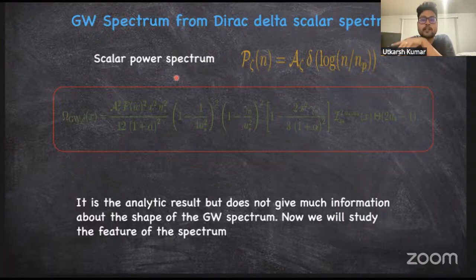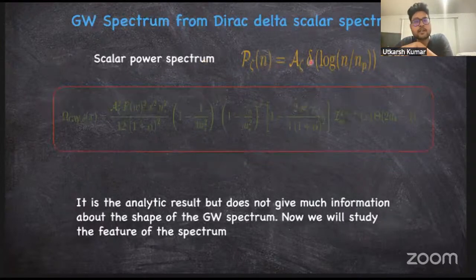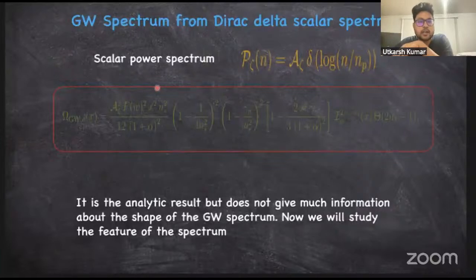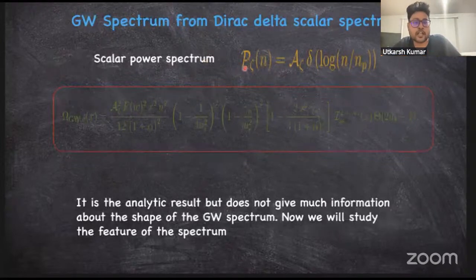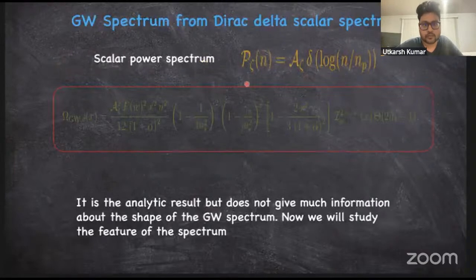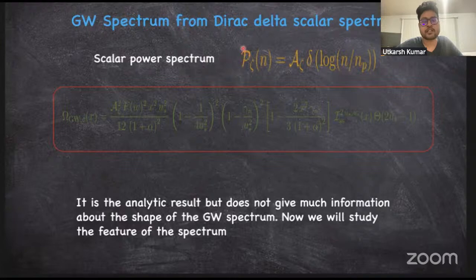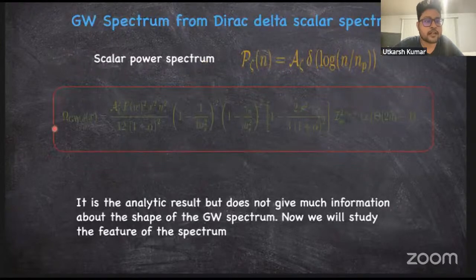This type of spectrum is predicted by many inflationary models, and the choice of the spectrum is also important because it allows us to write down the analytical equations for the gravitational waves. Otherwise, we have to rely on numerical methods to integrate the double integrals involved in the power spectrum. So the analytical form of the gravitational wave spectrum is given as following. However, it is an analytical result but does not give much information.